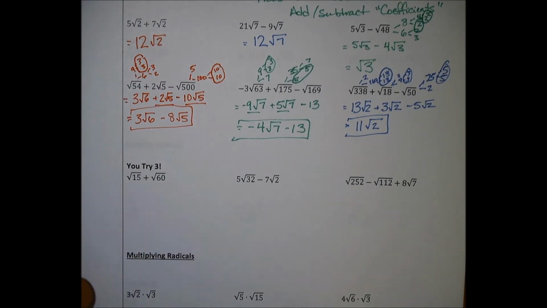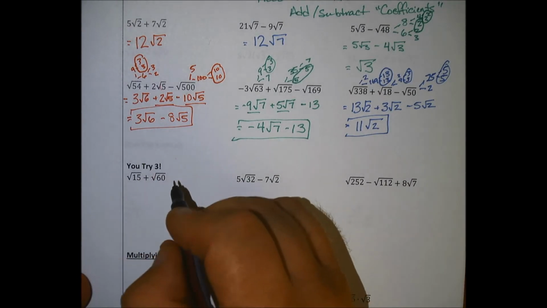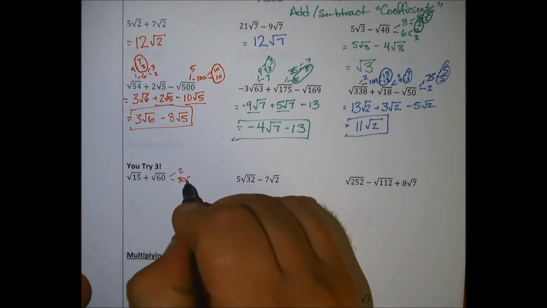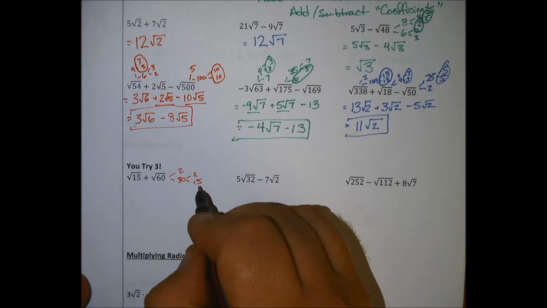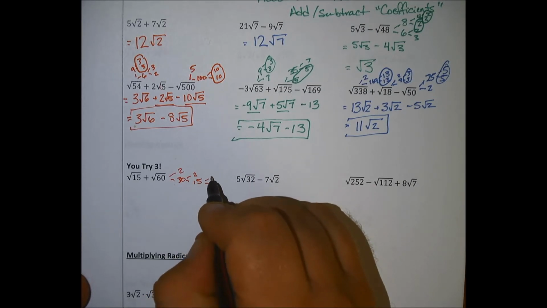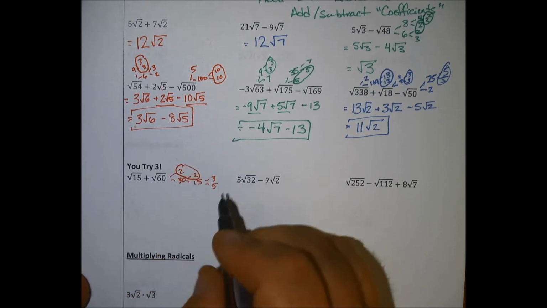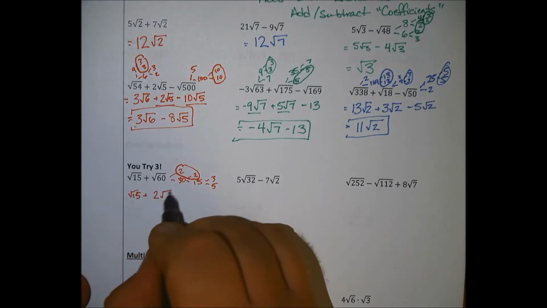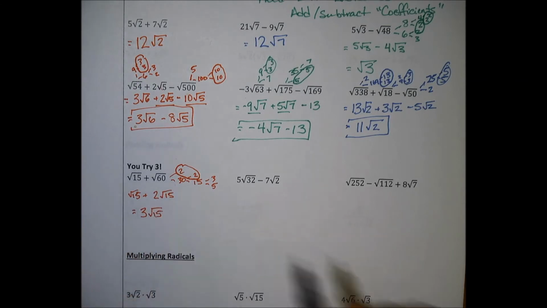Okay, welcome back. Hopefully you had a chance to get those done. Square root of 15 is as simple as it can be. But if I split this up, 60, I know it splits up into 2 and 30. 30 splits up into 2 and 15. And I know that 15 is at its simplest form, but I can go ahead and split that up even farther into 3 and 5. 2 has an exit buddy. So we're left with square root of 15 plus 2 root 15. 1 square root of 15 and 2 square roots of 15 gives me 3 root 15. Okay.